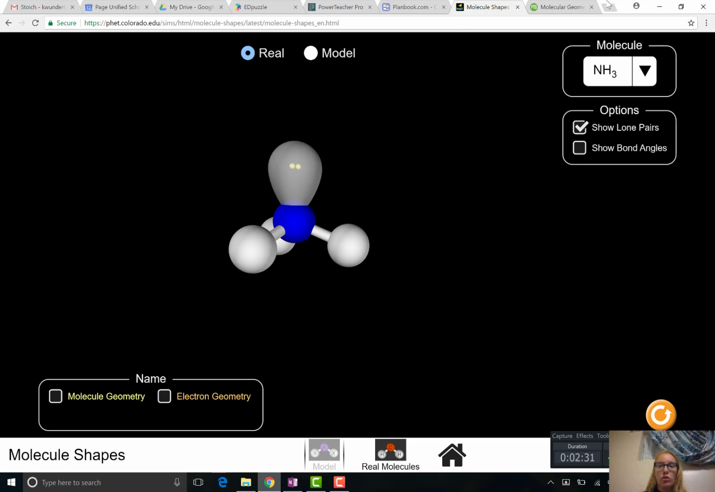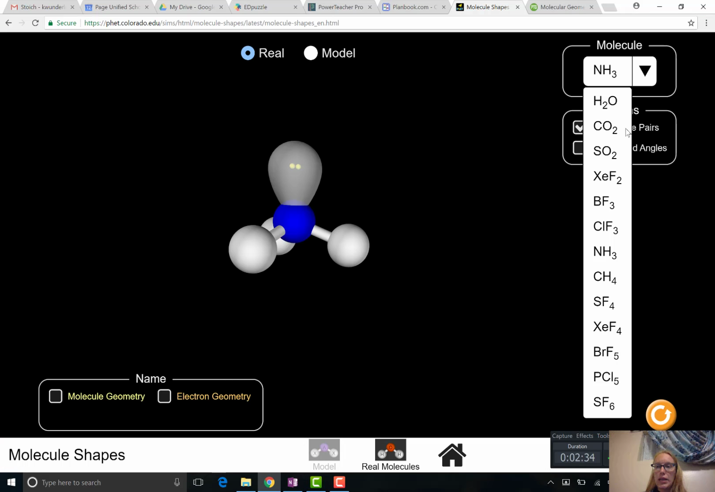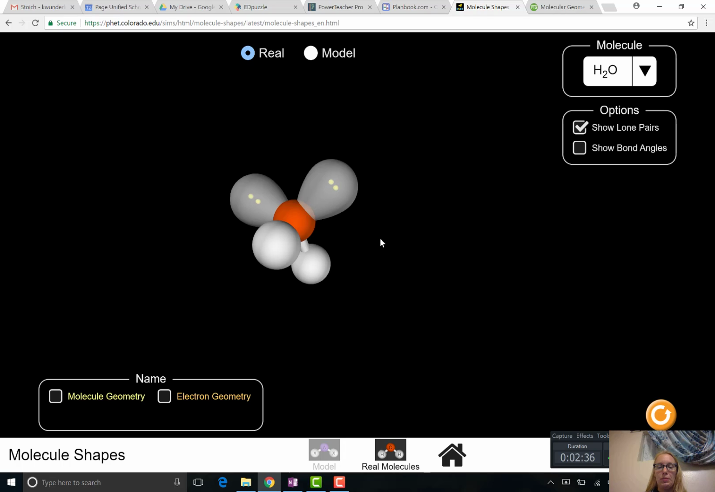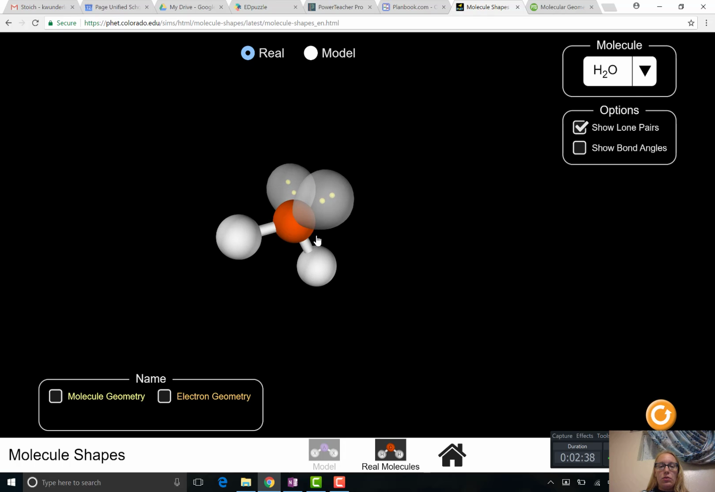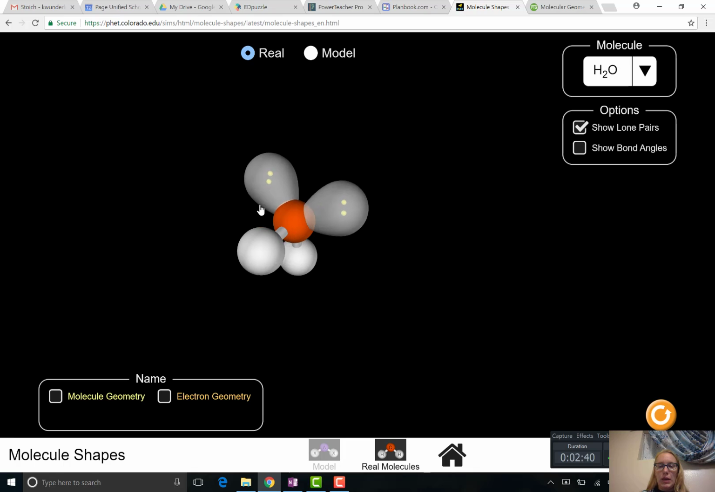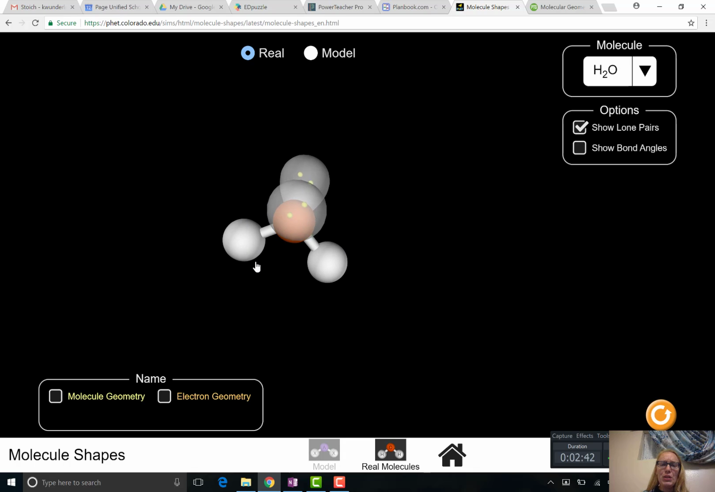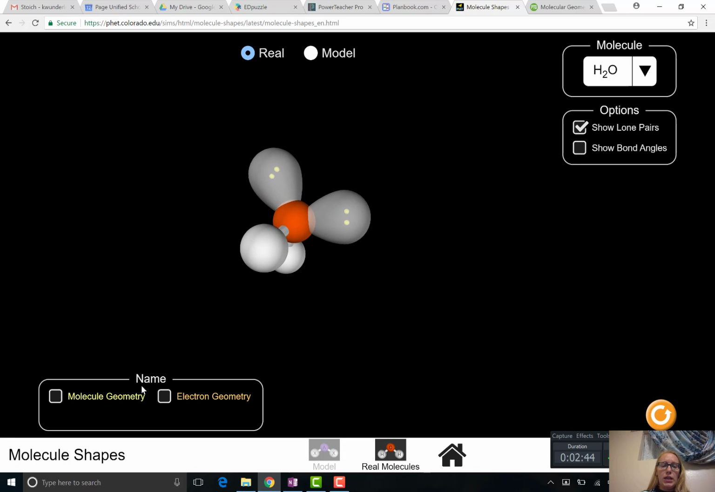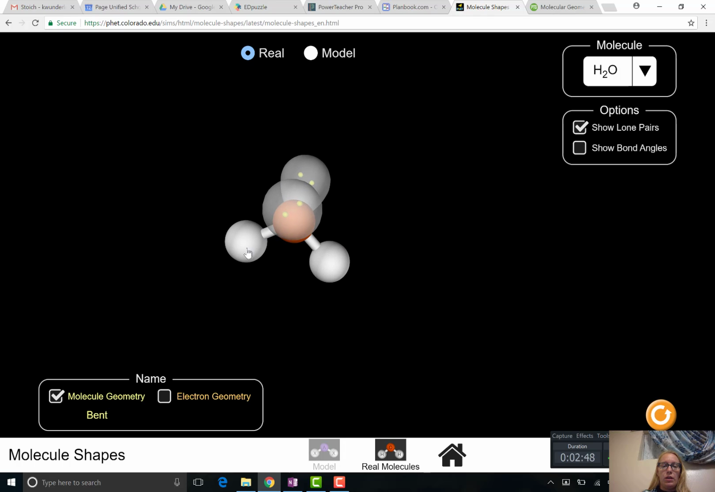So I'm going to switch over to a PhET website, and I'm going to post this for you guys on our website. It allows you to rotate the molecule in 3D space. So this is water, and you can see my molecular geometry is bent. Okay, I've got a molecule here that's bent. My electron geometry is tetrahedral.